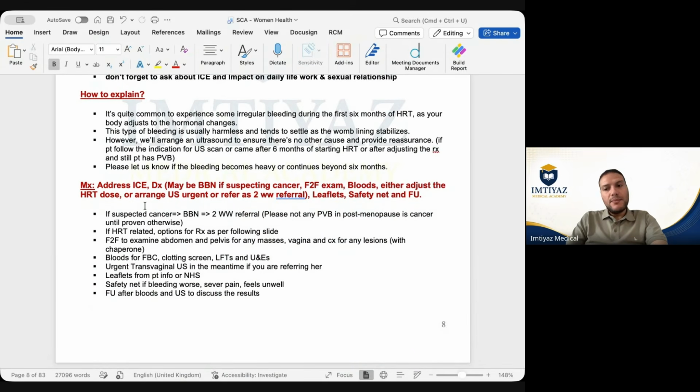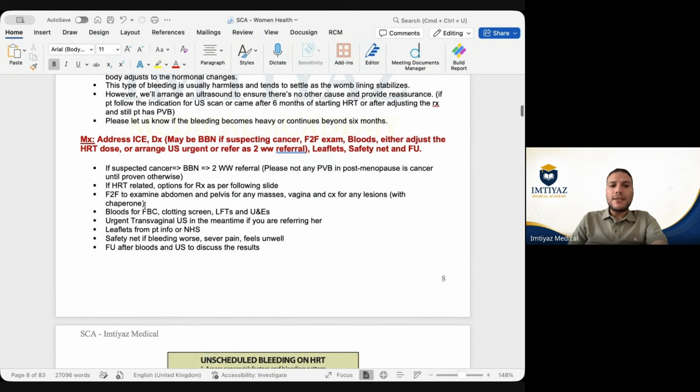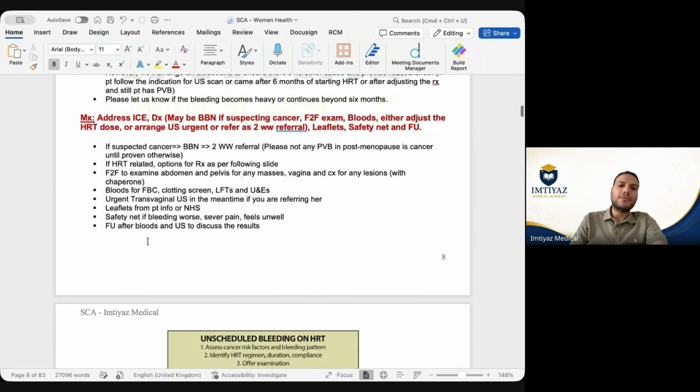Face to face, definitely. She's coming with bleeding. You need to offer face to face. Why? Examine the tummy, and maybe you can also examine the vagina from down below with a chaperone. Blood tests are very important, including blood count, clotting, kidney function, and LFTs. Most of the ladies you will refer for an urgent ultrasound scan, either within 2 weeks or within 6 weeks. Then give leaflets and safety net: if bleeding gets worse, severe pain, feels unwell, or anemia symptoms, come back, and follow up after the ultrasound scan and blood test results.